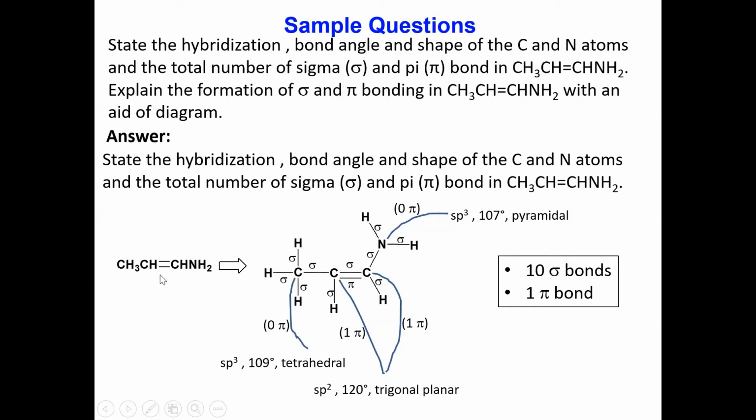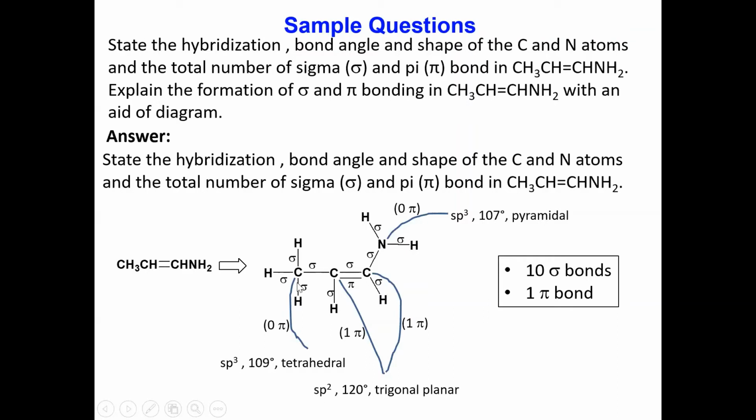And each of these carbons is linked to a hydrogen. Okay, so it's linked to a hydrogen, linked to a hydrogen. And this carbon is also linked to a nitrogen, which is linked to 2 hydrogens. Okay, so we call this the expanded formula. And this, we call it the condensed formula. So now let us look at each of the atoms individually. So let us look at this carbon first.